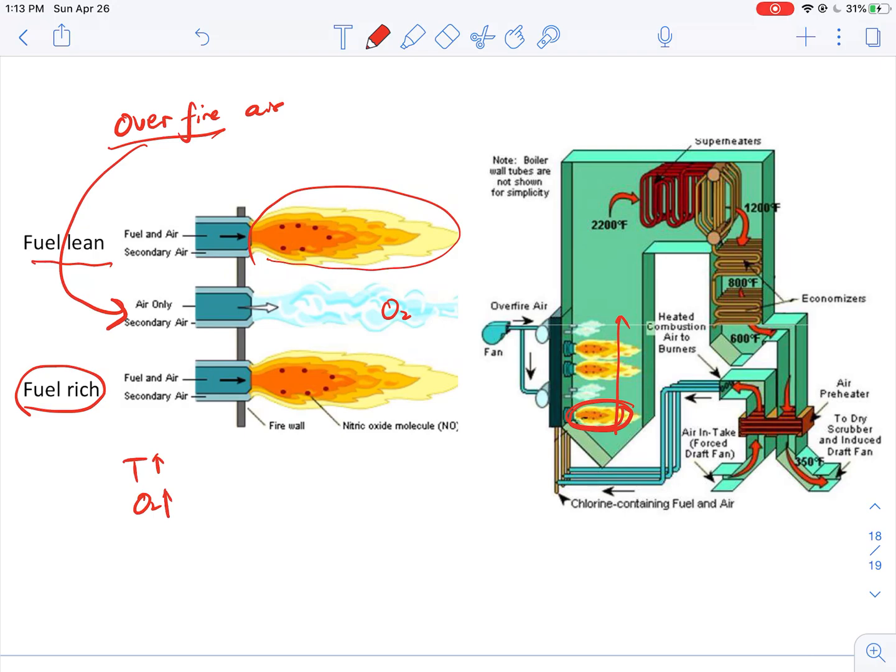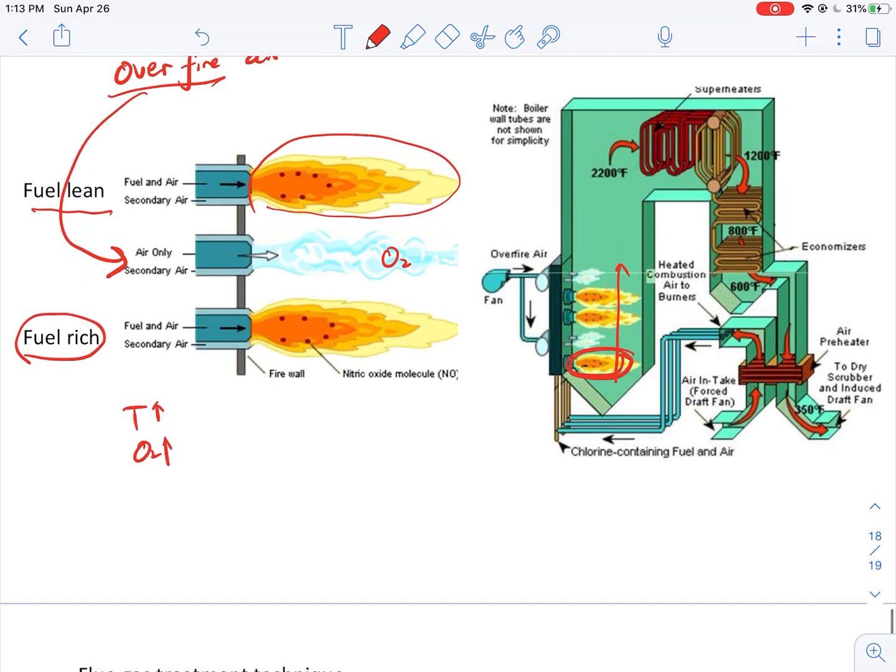So basically, we're conducting the combustion under low temperature, and we're also burning most of the fossil fuel in this fuel-rich condition. In this way, we can both reduce the temperature and also reduce the oxygen amount, and then in this way we can reduce the nitrogen oxide amount.